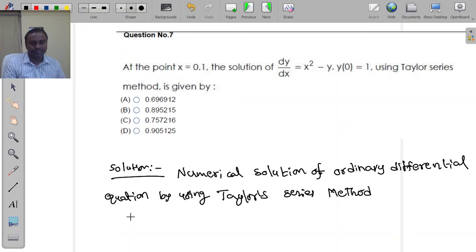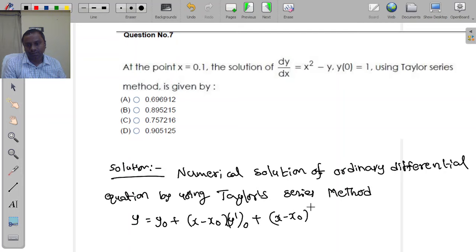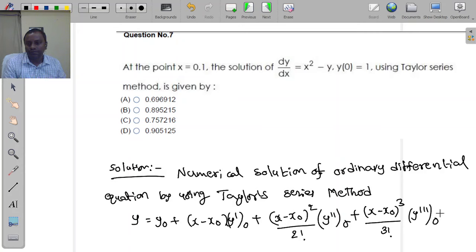What does the Taylor series method say? y equal to y naught plus (x minus x naught) into y dash of 0, plus (x minus x naught) whole square by 2 factorial into y double dash of 0, plus (x minus x naught) whole cube by 3 factorial into y triple dash of 0, and so on. This is the Taylor series.